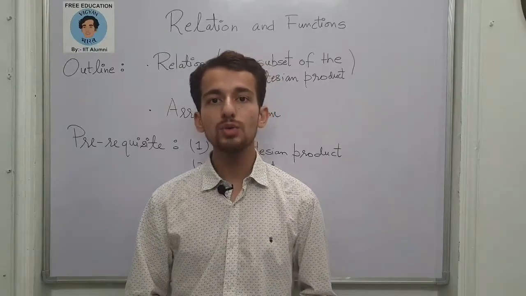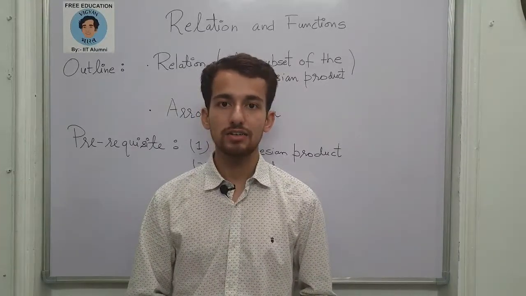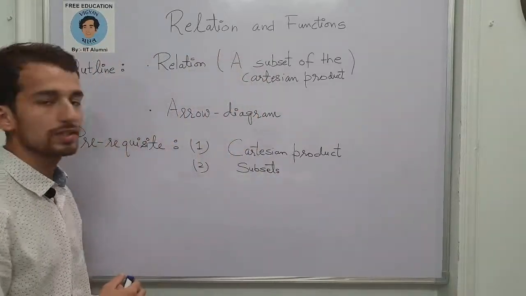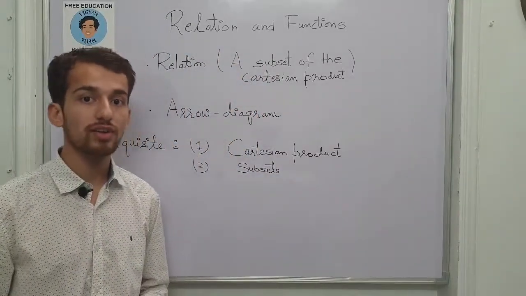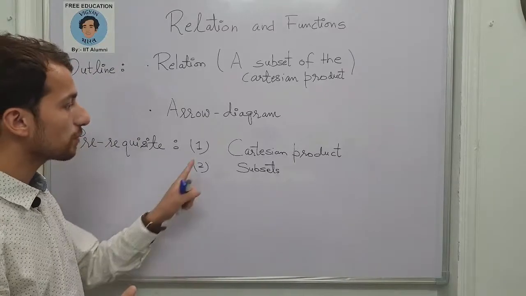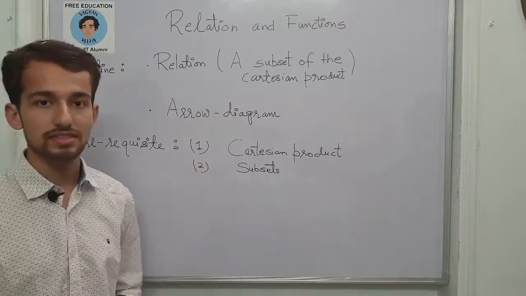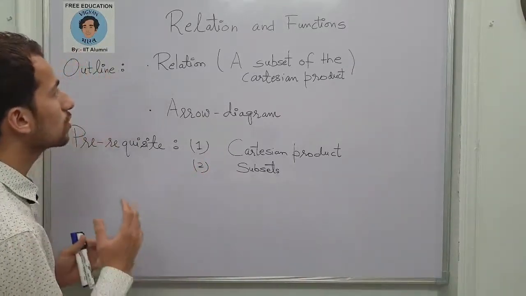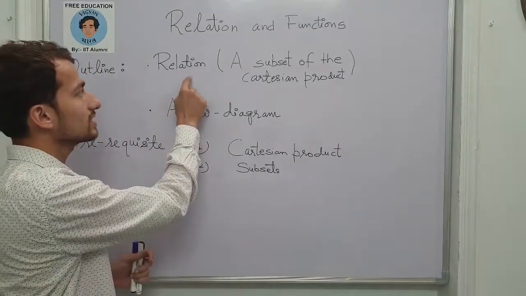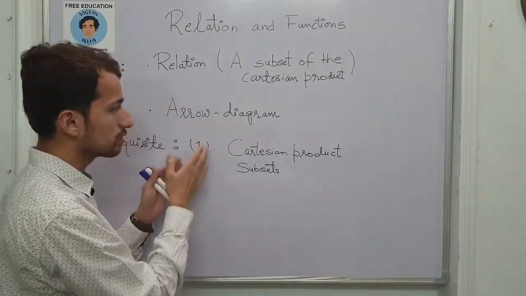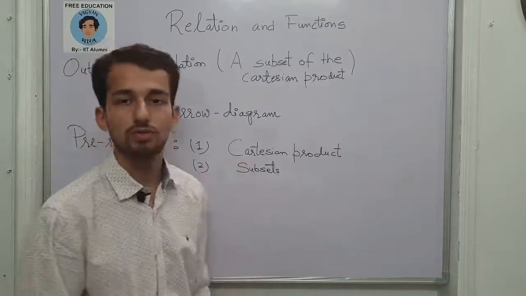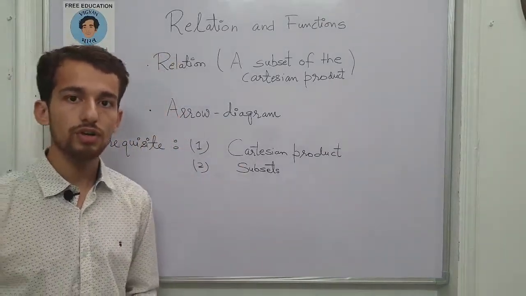In order to move forward to today's lecture, we require some prerequisites, that is some prior knowledge which we already know. The first is the Cartesian product and the second is subsets. To get a good clarity of what this relation is, we first need to know these two things. So let's move forward into the lecture.